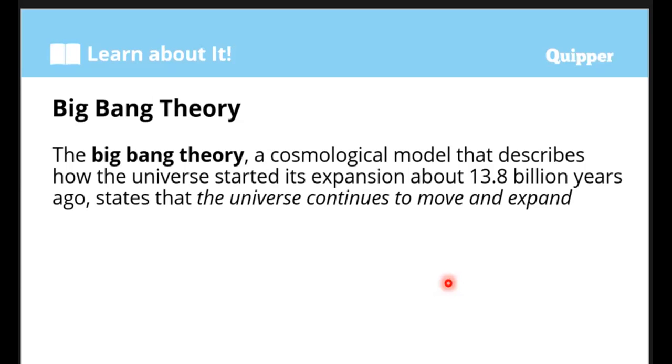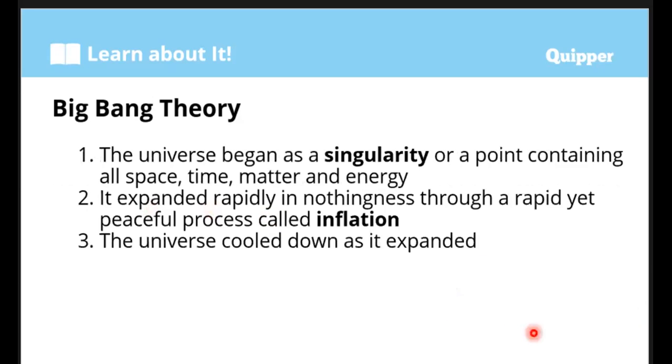And it actually speculates about 13.8 billion years already. That is the time that the universe was created. And according to the astronomers who studied this, the universe is actually expanding and expanding, or it continues to move and expand. So according to this theory, there are things that prove that the Big Bang Theory is the explanation of how the universe started.